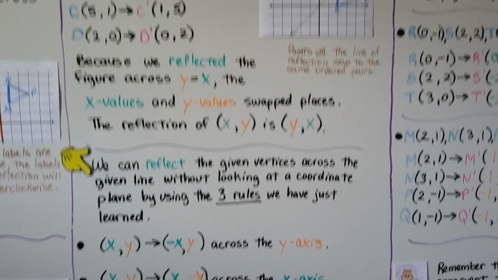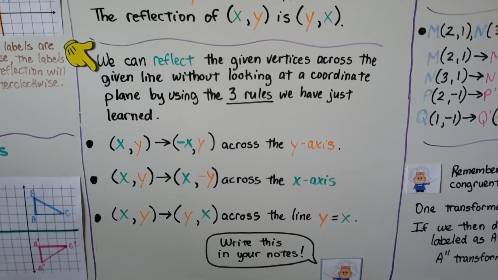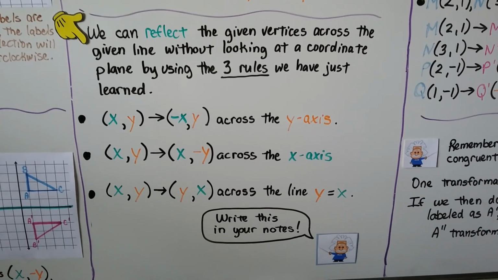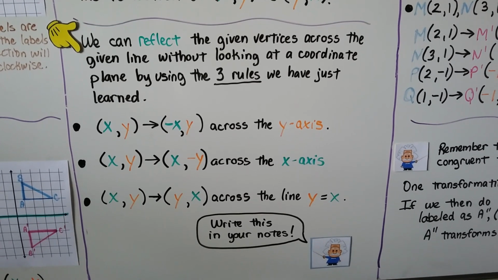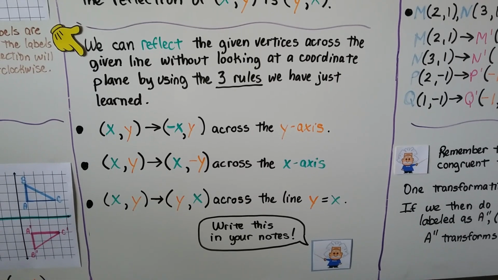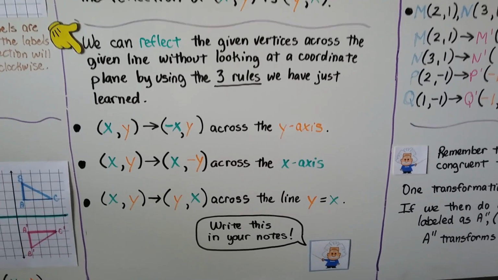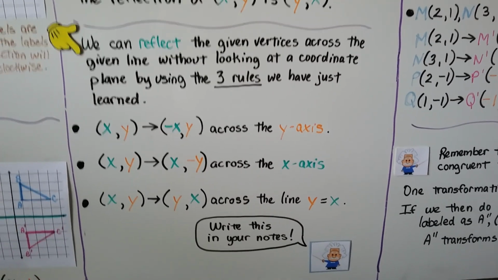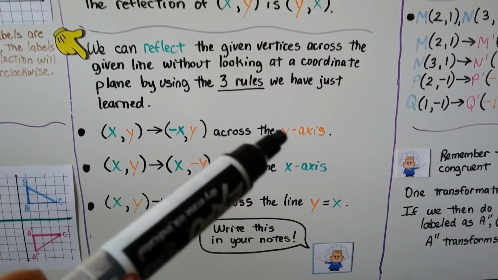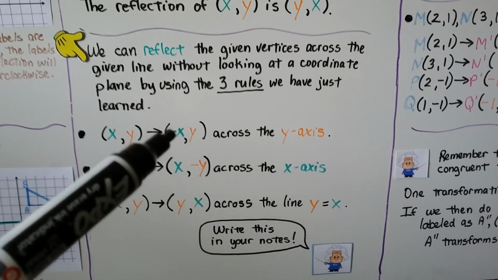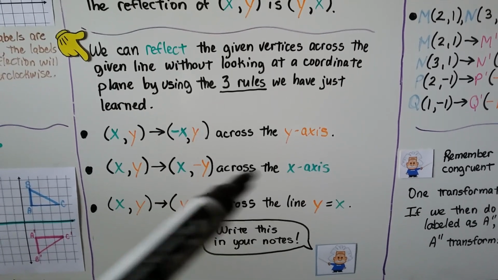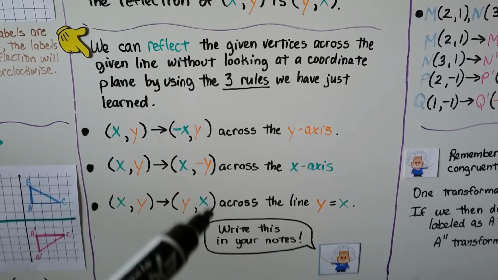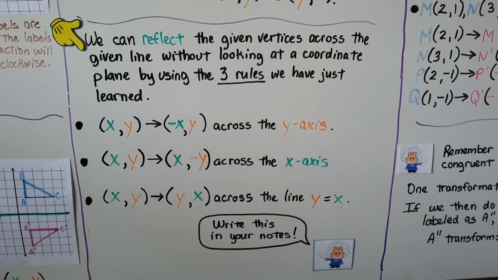Okay? So, this is it in a nutshell. We can reflect the given vertices across the given line without looking at a coordinate plane by using these 3 rules we've just learned. x, y is going to map to negative x, y across a y-axis. x, y is going to map to x, negative y across the x-axis. Do you see what happened? If we're going across the y-axis, the x values get affected. If we're going across the x-axis, the y values got affected, see? And x, y is going to map to y, x across the line y equals x.